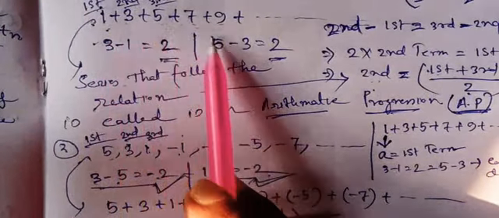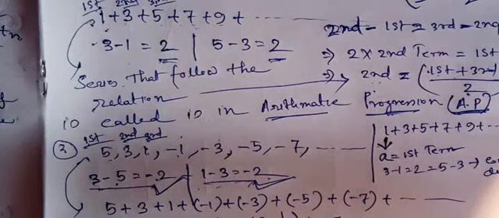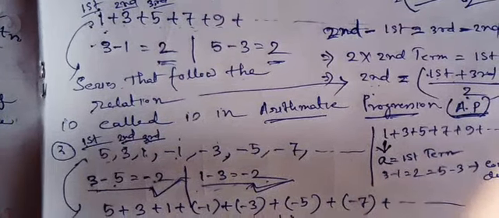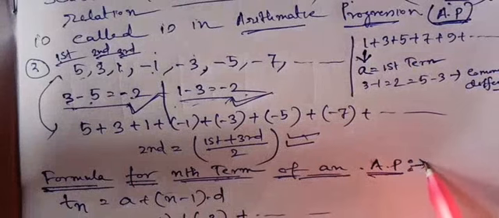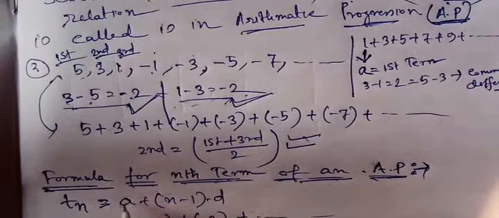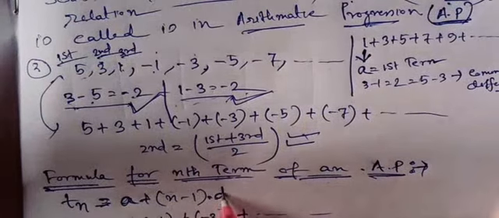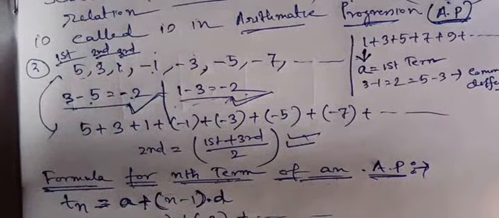Now the formula for the nth term of an AP. If an AP is given, what is the formula for the nth term? Finding the nth term of an AP, the formula is very simple. Tn is equal to a plus n minus 1 into d. This is the formula: Tn is equal to a plus n minus 1 into d. Now let us take one example.